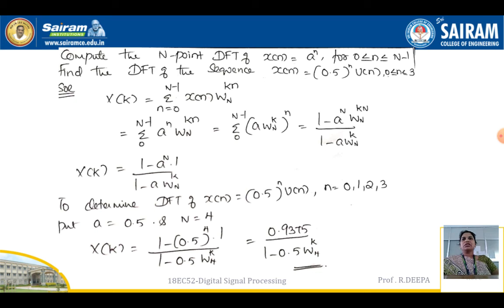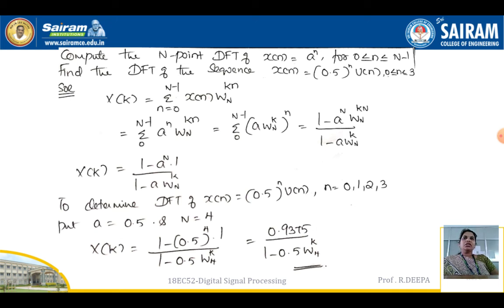Okay. So first write the expression for finding the DFT, which is x of k is equal to summation n is equal to 0 to n minus 1 x of n wn power of kn. In this x of n we have a power of n, which is given in the problem statement. So instead of x of n I have substituted a power of n here, and then a power of n into wn power of kn we just multiplied, and the common term is n here. So you are getting summation 0 to n minus 1 a into wn power of k whole power of n.